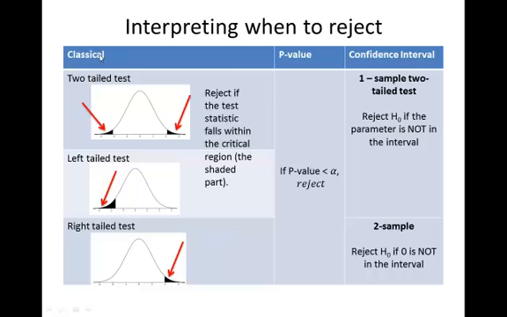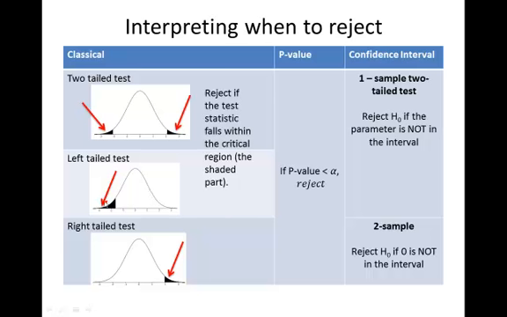In the classical approach, we need two pieces of information. We need a test statistic and we need a critical value. The critical value tells you the area of the shaded region, where that value starts. So for a two-tailed test, you have part on the left and part on the right. And if your test statistic falls in either of these two regions, then we reject the null hypothesis.